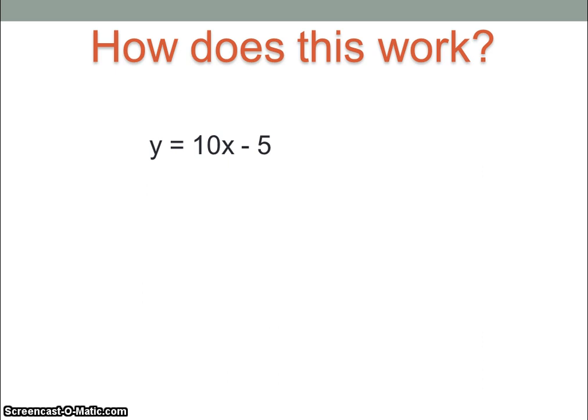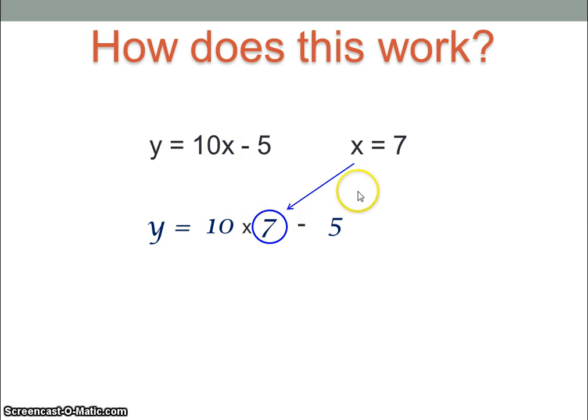We're given this formula, y equals 10x minus 5, and we're told that x equals 7. We need to try and find the value of y in this case. So we rewrite our formula as y equals 10 times 7, and you notice we replace the x in our formula with the value of x, which is 7. So we've got y equals 10 times 7 minus 5.